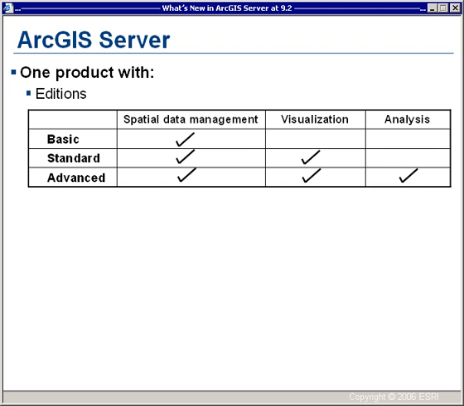The Basic edition includes the ArcSDE technology, as well as some additional spatial data management capabilities new at 9.2. The Standard edition includes everything available at the Basic edition, as well as 2D and 3D mapping services. ArcView licensed geoprocessing tools can also be used at the Standard level. The Advanced edition gives you all the functionality of ArcGIS Server minus the extensions. This includes all the geoprocessing tools from ArcEditor and ArcInfo, as well as the out-of-the-box editing task.